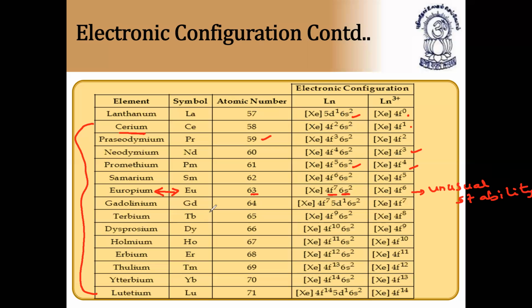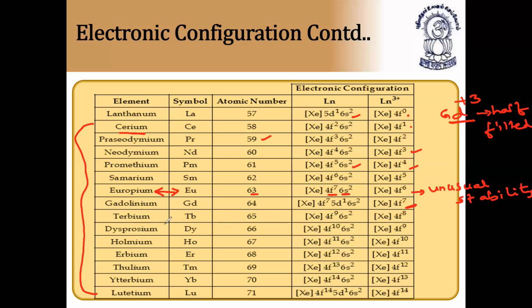Next we have gadolinium, 64, 4f7 5d1 6s2, and this is again 4f7. So gadolinium plus 3 has unusual stability. Gd plus 3 state means it is losing 3 electrons. Gadolinium has unusual stability because it has half filled f orbitals. Half filled and completely filled means their ionization enthalpies will differ from the successors and the predecessors.